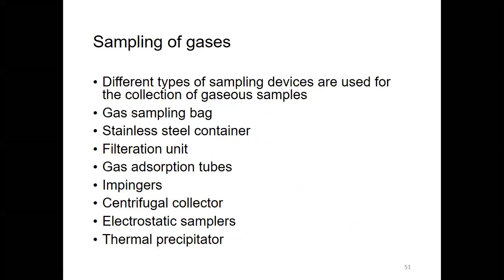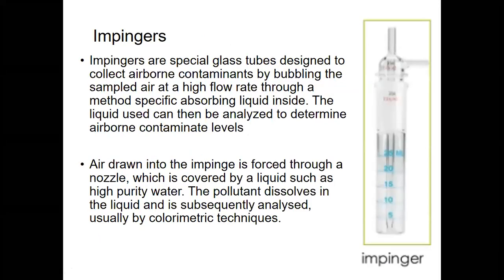Okay, and this is another example. I will quickly go through. This is again, we repeat the same thing. Except we will discuss centrifugal collector and also impingers later, because we have not discussed this one. Other than that, the sampling bag, the stainless steel container, all these things, we already discussed, how to do the sampling. So these are the different types of devices available for gas sampling.